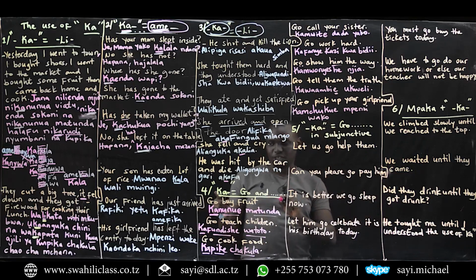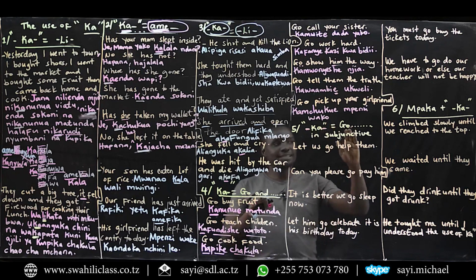So, this is function number 4. Function number 5 is the same as function number 4, but here it is for subjunctive. You see, this ka now is not a prefix, it's an infix. There is a dash here and a dash here, so it should be inside the verb, not like this one. This one is a prefix: it starts and then the verb comes. Here it should be inside. You have to have something before and something after. Ka should be inside. So it's the same as go and do something.